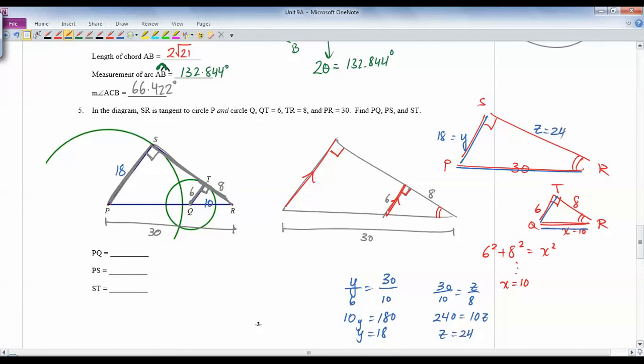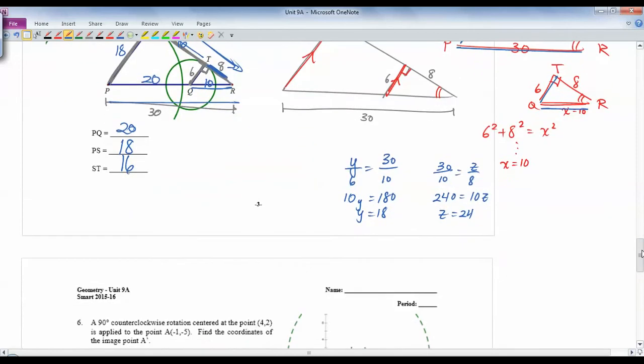So that's this whole thing right here, 24. So what do we need? We need PQ. If the whole thing's 30, this part's 10, PQ is going to have to be 20. PS we already have is 18. And then ST, if the whole thing's 24 and this part's 8, then this part's 24 minus 8, which is 16. Yeah, okay.